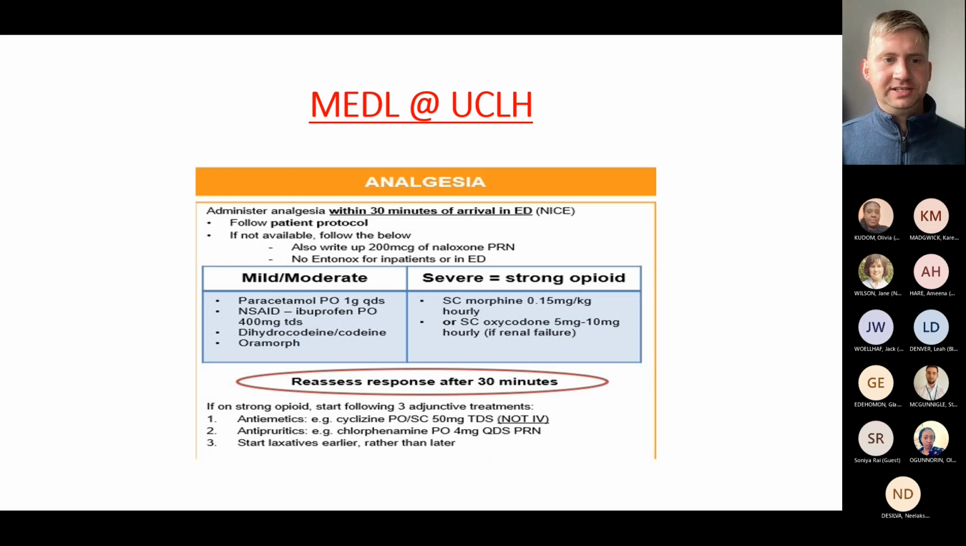So the needle, I just wanted to quickly share what the analgesia part of our needle says. We follow the patient protocol. If not available, follow the below. For mild to moderate pain: paracetamol, NSAIDs, dihydrocodeine or codeine, oromorph. But if it's severe, strong opioids are needed. So most likely we need subcut morphine, dosed at 0.15 milligrams per kilogram hourly, or subcut oxycodone 5 to 10 milligrams hourly. However, generally speaking, the parenterals are needed hourly or 90-minutely to hourly.